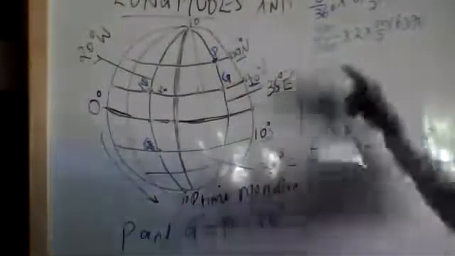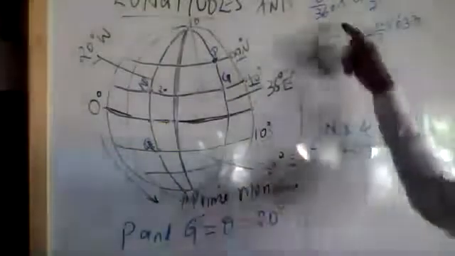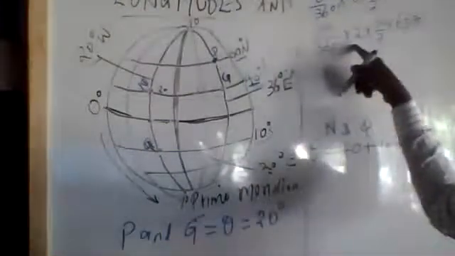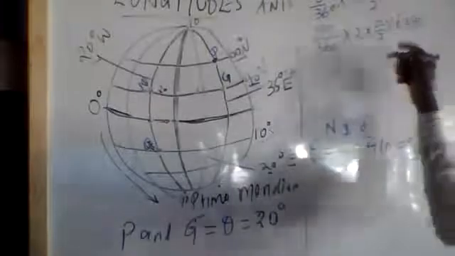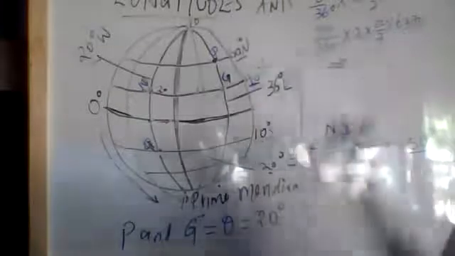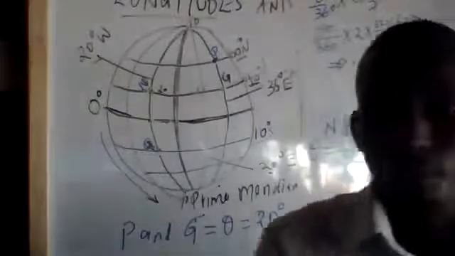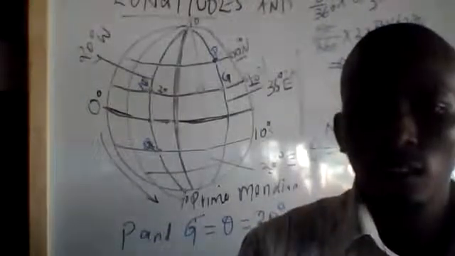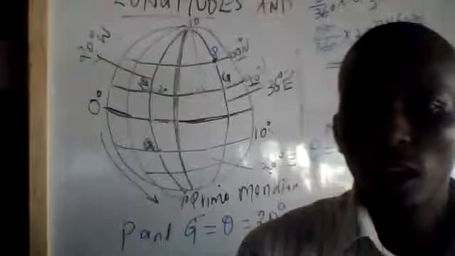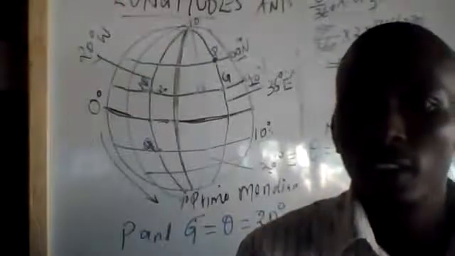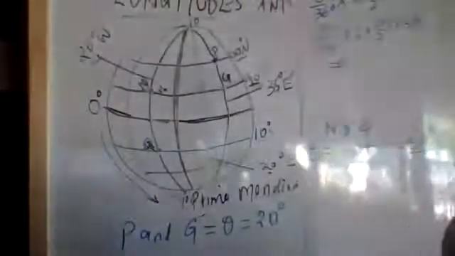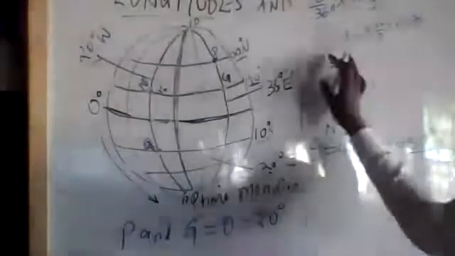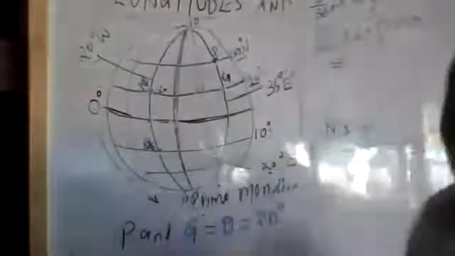Now, can someone calculate this again? 50 over 360 times 2 times 22 over 7 times 6370. What will be the answer? Rama, can you hear me? Okay, can you give me the answer? 50 over 360 times 2 times 22 over 7 times 6370.